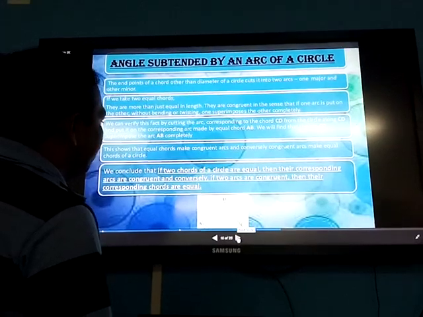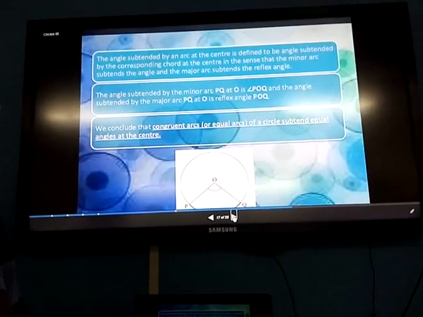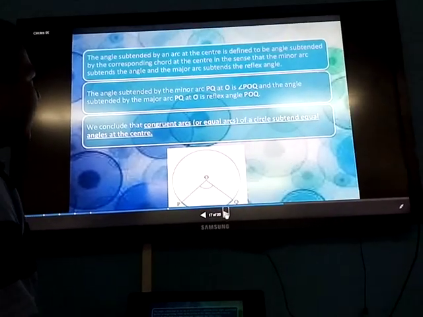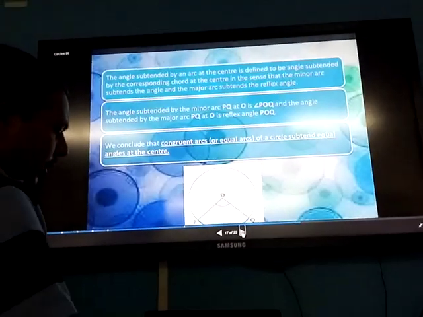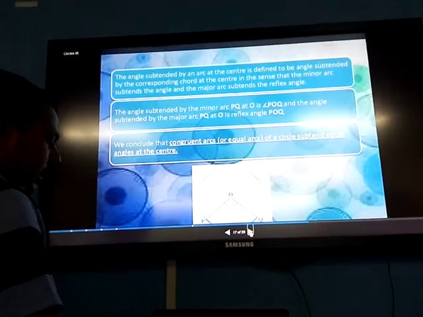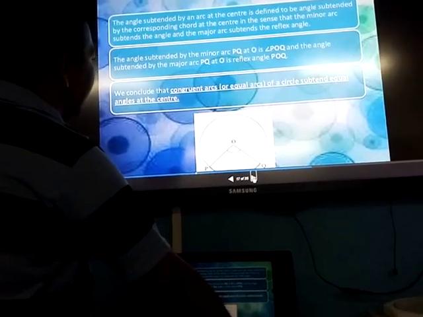Now, next slide. We conclude that congruent arcs are equal arcs of a circle such that they subtend equal angles at the center. We have proved it before that equal chords subtend equal angles at the center.